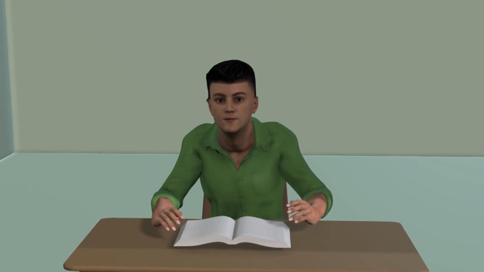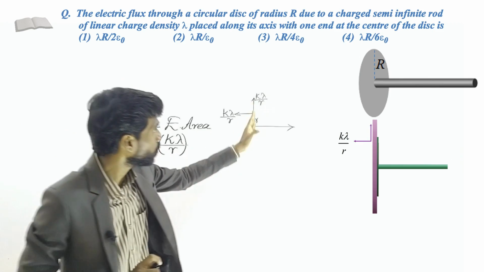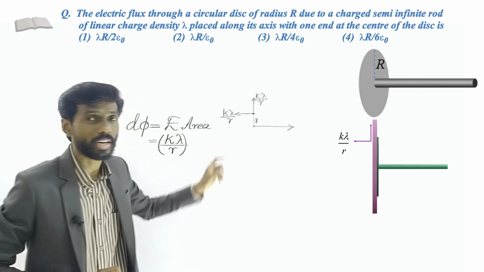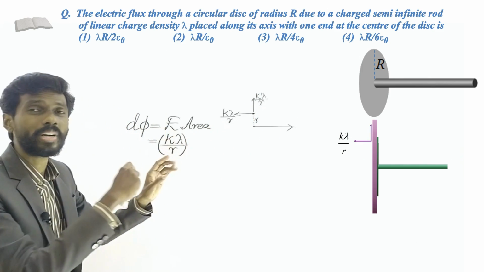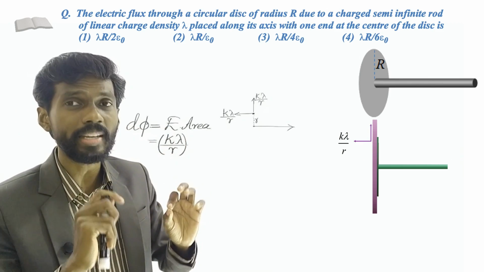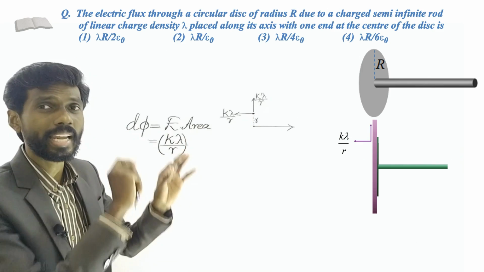You don't consider the vertical component? See, this vertical component is not required. We only need the horizontal component. That horizontal component is the one perpendicular to the surface. We want only the electric field component in the perpendicular direction. You understand? So the perpendicular direction has electric field only k lambda by r.